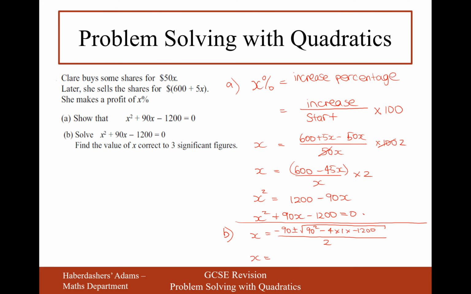You can't see it, but I'm now typing this into the calculator. Negative 90 plus the square root of 90 squared minus 4 times 1 times negative 1200, all divided by 2. And the first answer there is 11.8, and then the negative answer, where it's plus or minus, is minus 101, but that wouldn't make any sense. So 11.8 to 3 significant figures.